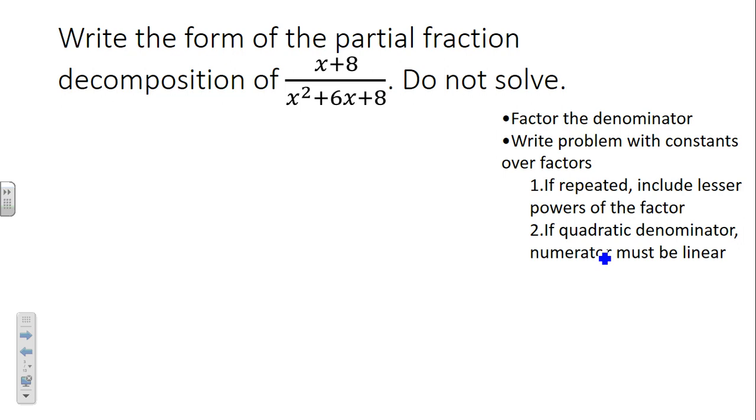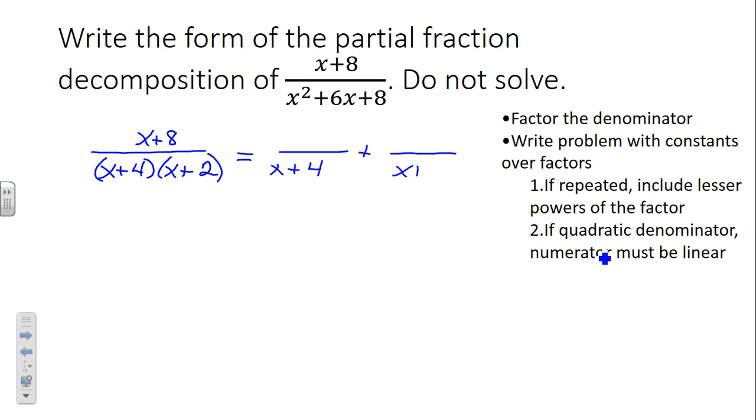When we factor x squared plus 6x plus 8, what do we get? x plus 4 and x plus 2. All right, so that is our denominator. So if we're trying to write x plus 8 over x plus 4 times x plus 2, we'll end up with something over x plus 4 and something over x plus 2.